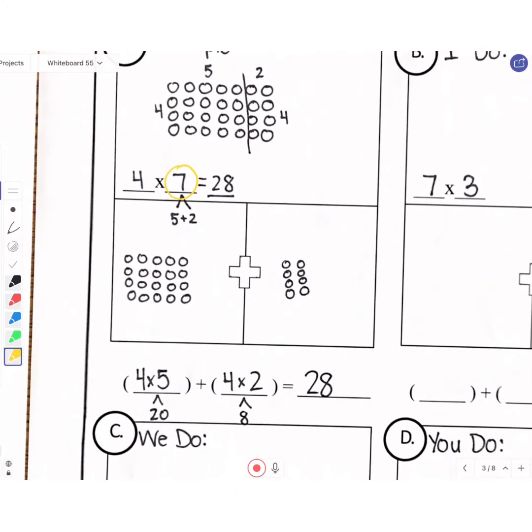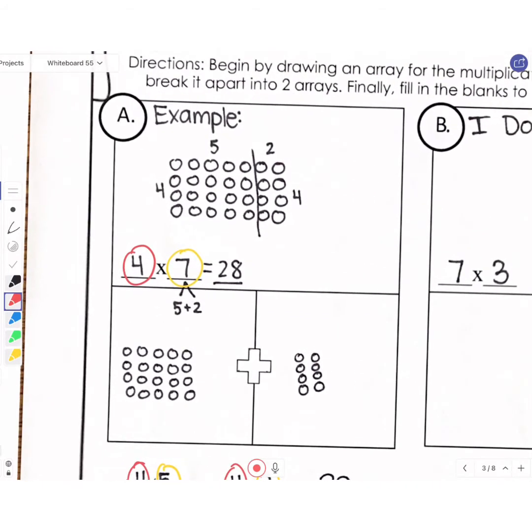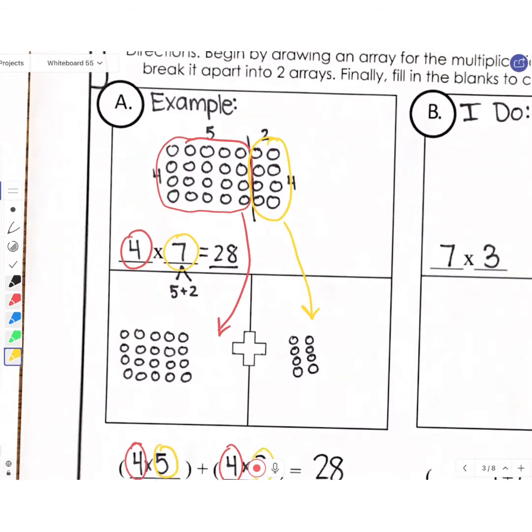So if you look down here, 7 was broken apart into 5 and 2 because 5 plus 2 equals 7. But the 4 stays the same on all of those. So 4 times 5 is 20 and 4 times 2 is 8. When you add those, 20 plus 8 is 28. And then if you look up here, 7 times 4 is 28. So in the example, this array here is this array here. And then this array is right here. So you need to copy those down below.